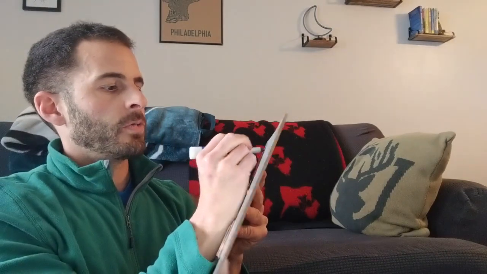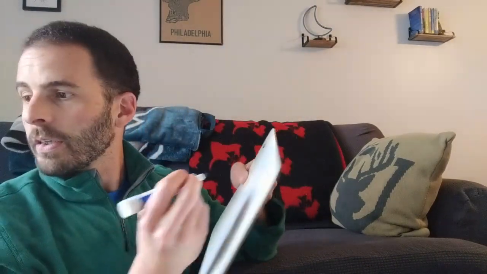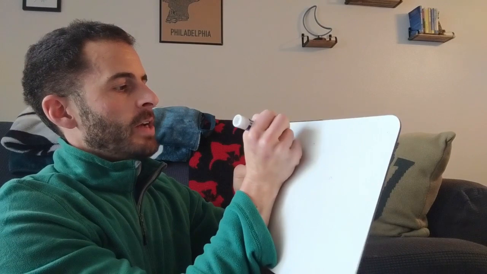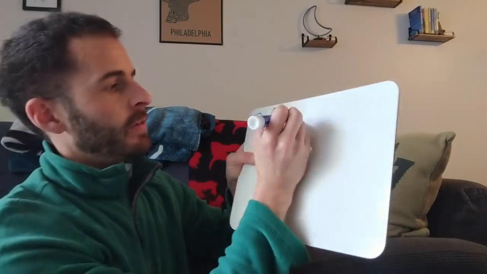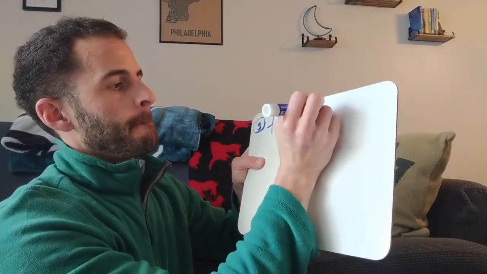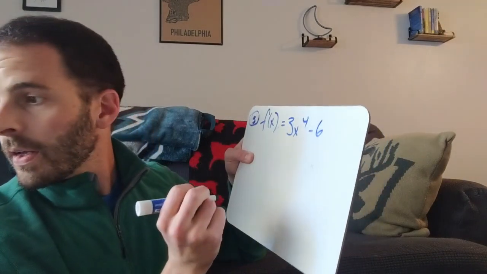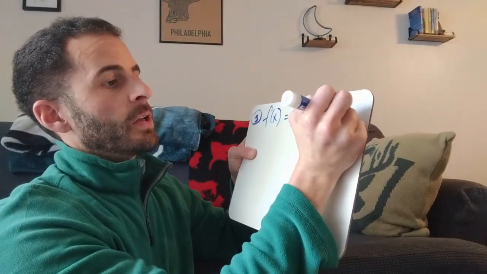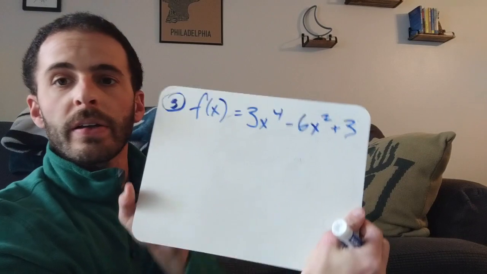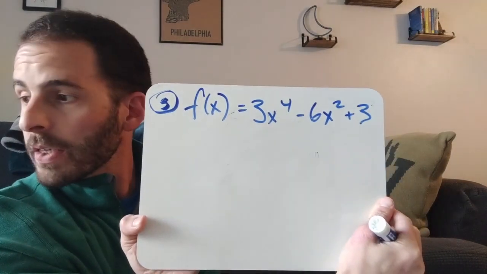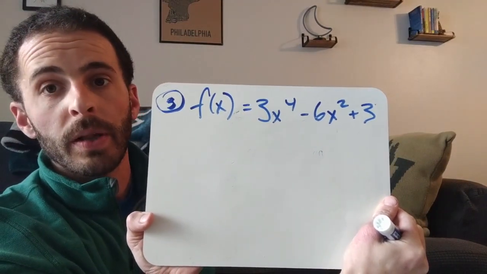So it says to find the zeros of the function and then sketch a graph. So the graph's not going to be perfect, but it's going to give us a good idea of what we should be looking for later on when we use our calculator. All right, so f of x equals 3x to the 4th minus 6x squared plus 3.